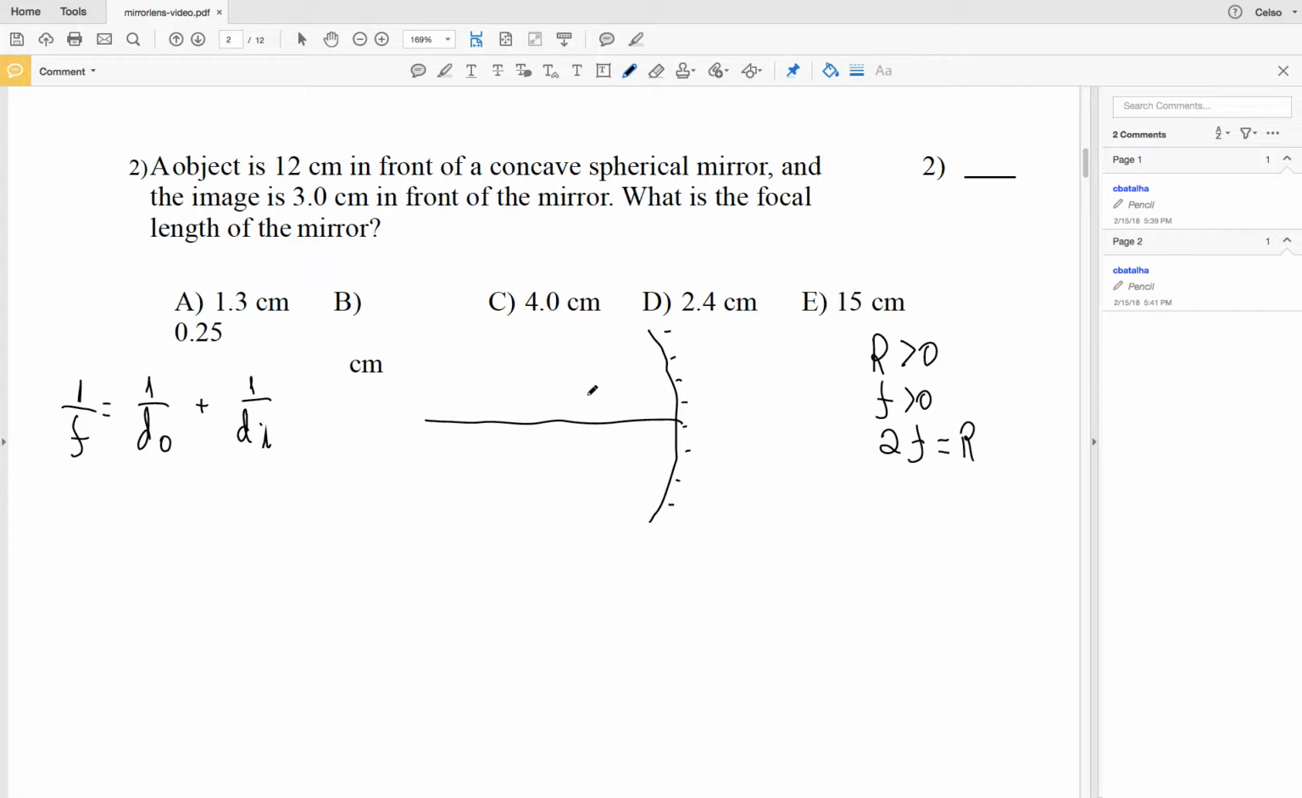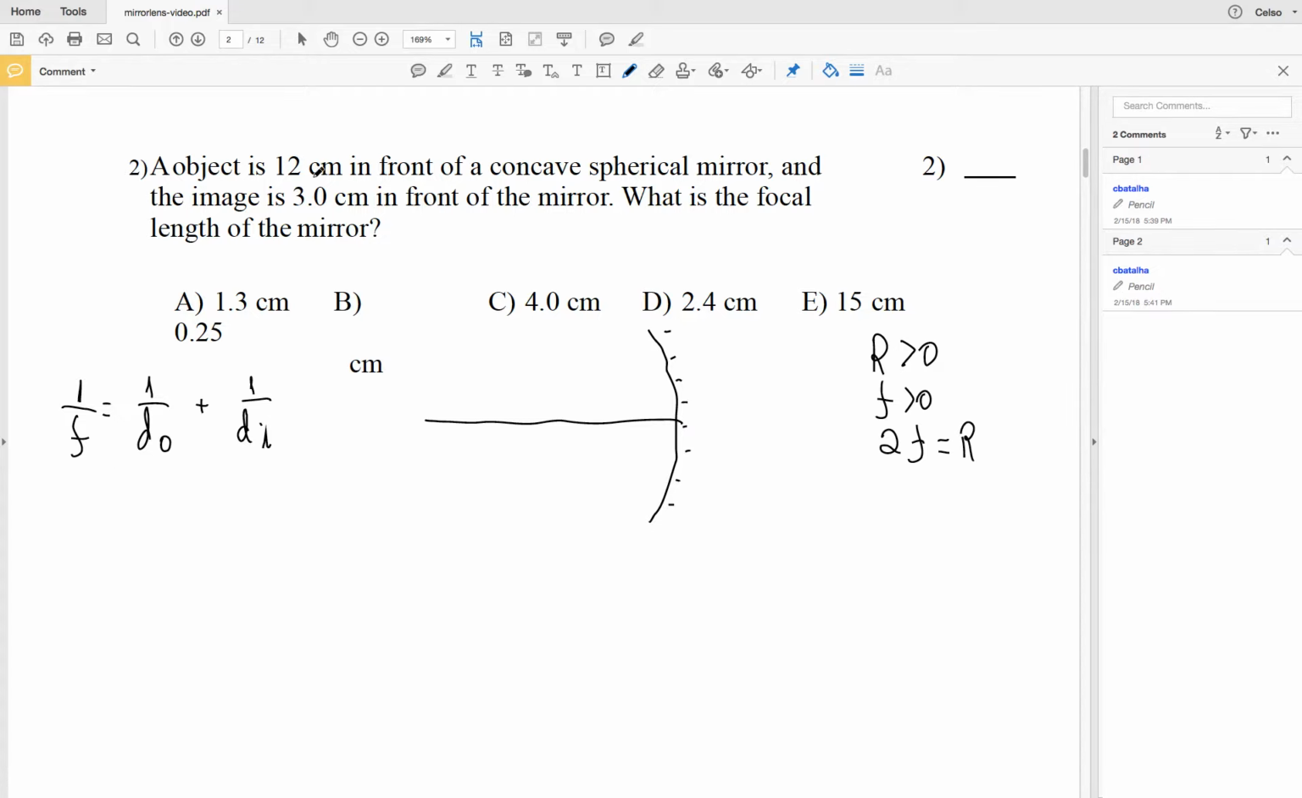That's the only situation. And then we have a magnifying situation, like we did in class. I don't have the mirror here, the mirror is way there in the corner. You can play around later. But let's see what's being given.